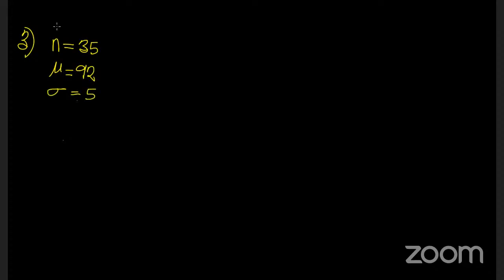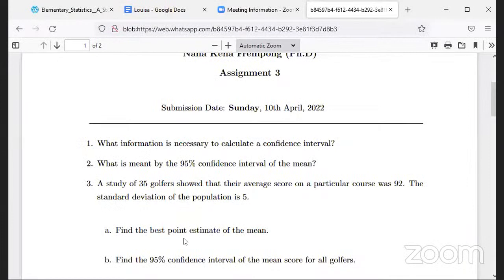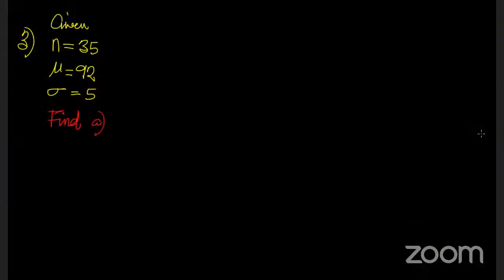This is what we're given. So let me write here. Given. We are to find A. What are we to find? Let's go back and check the question. A, find the best point estimate of the mean. Well, the best point estimate of the mean is simply the 92 given, because we're not given any certain range, right? So take that as 92. All right.